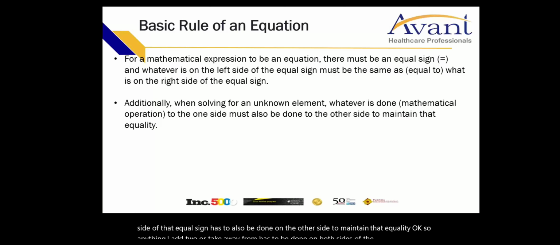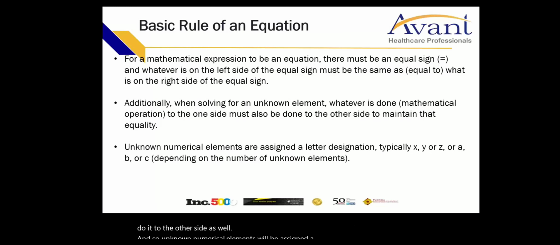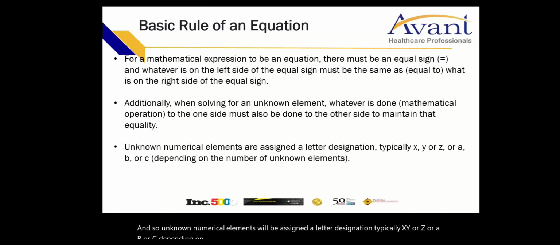Now, with a formula, you're already set up so that all you're doing is the math that needs to be done on the one side to get the final answer. However, with this process that we're about to use, you're going to be moving things from one side to another or eliminating something from one side or the other. And so to maintain the equality, you have to do it to the other side as well. Unknown numerical elements will be assigned a letter designation, typically X, Y, or Z, or A, B, or C, depending on however many unknown elements there are.